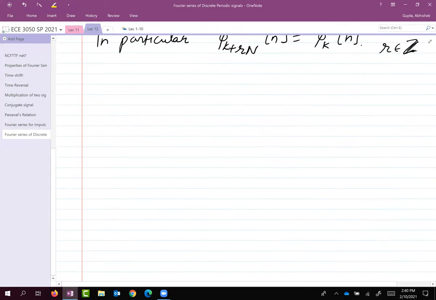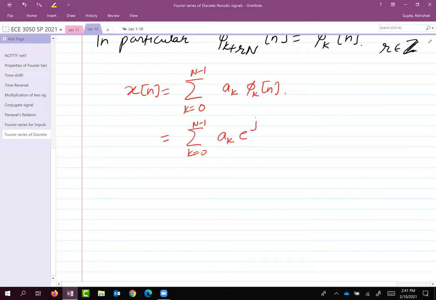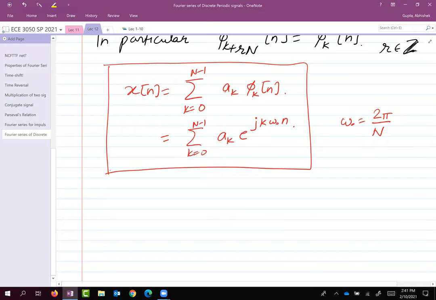Now, based on these definitions, if x of n is periodic, then I can write x of n as the sum over k equals 0 to N minus 1 of a k times phi k of n. This is the Fourier series representation of a periodic signal.